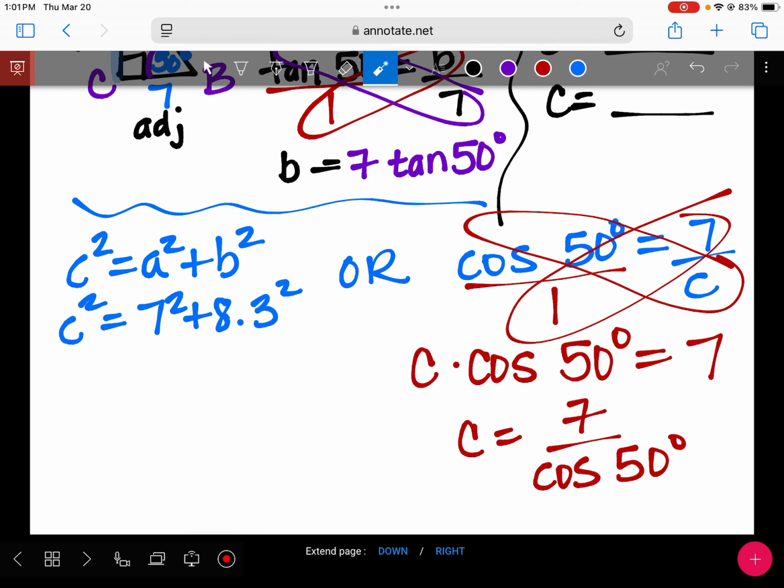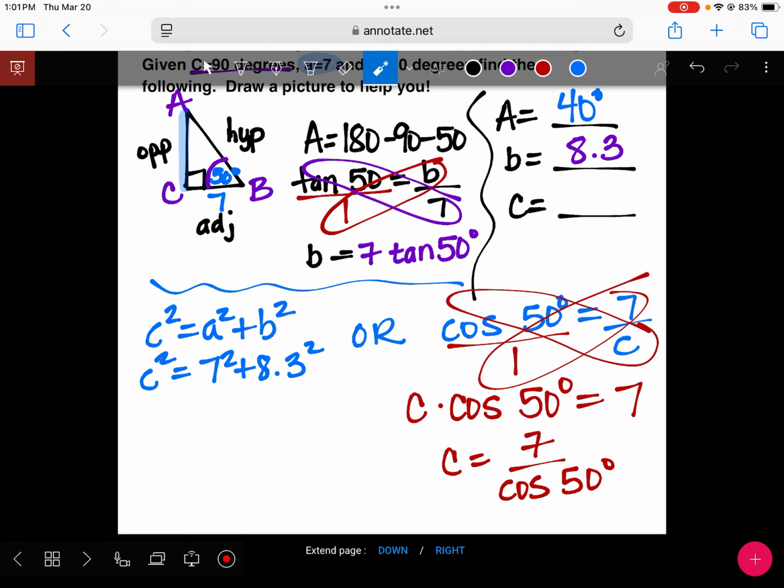How would a squared plus b squared be 7 over cosine 50? It's just two different methods. We can use the Pythagorean theorem, which applies for a right triangle, which is c squared equals a squared plus b squared. Or you can use the trig ratio. Both methods give you the same result.